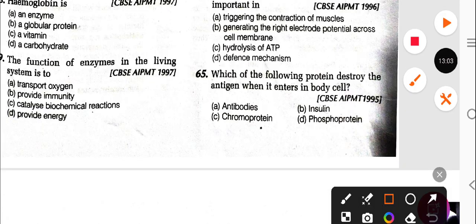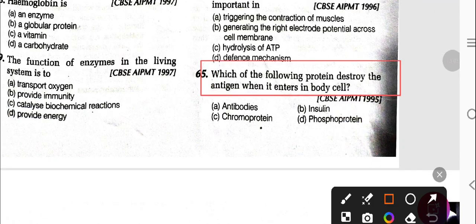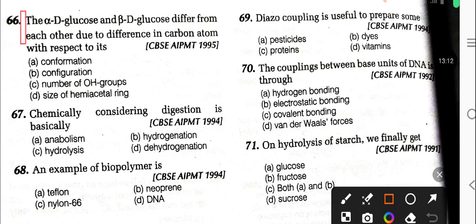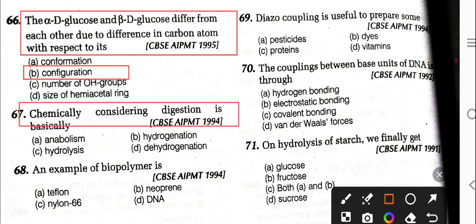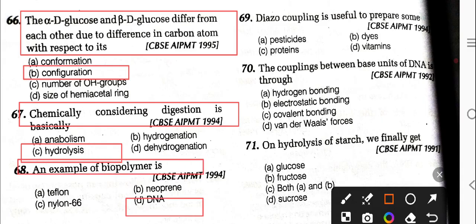Which of the following proteins destroys the antigen when it enters the body cell? So they are antibodies which fight with antigens. The alpha D glucose and beta D glucose differ from each other due to the difference in carbon atom with respect to the configuration. Chemically considering, digestion is basically a hydrolysis process which involves hydrolysis of food into smaller components. An example of a biopolymer is DNA, deoxyribonucleic acid. The rest of the three are synthetic polymers.